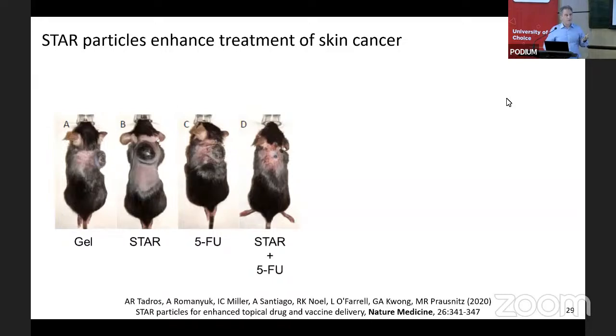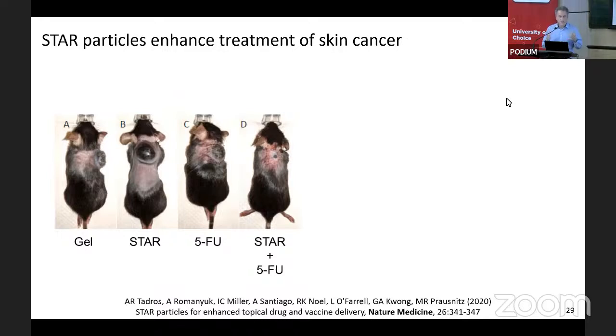We went a little bit further with the 5-fluorouracil, went with a melanoma model in the mouse and had 4 groups there where we either just rub gel on the skin, we just rub star particles on the skin, we just put drug on the skin. Those were our controls, or we gave the combination of the star particles and the 5-fluorouracil.